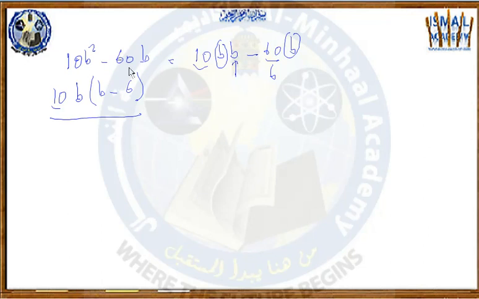So you see what you do, look for the lowest exponent. What's the lowest exponent between b squared and b? b. So what's the exponent of b? 1. So what you do, you take b and you subtract 1 from the exponent. It's going to be 1 here, and here it's going to be 0.